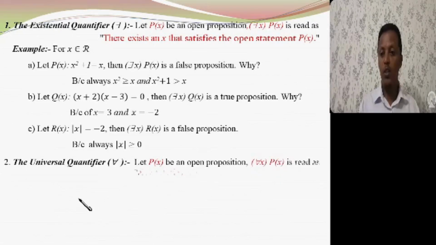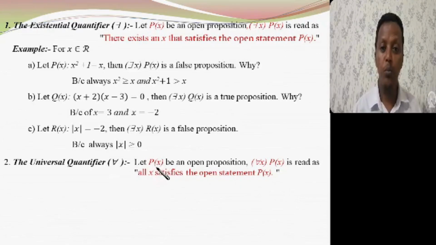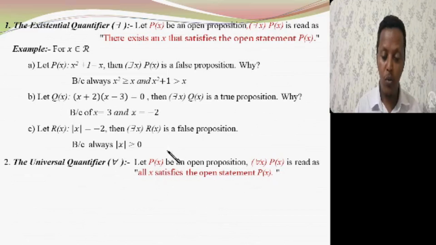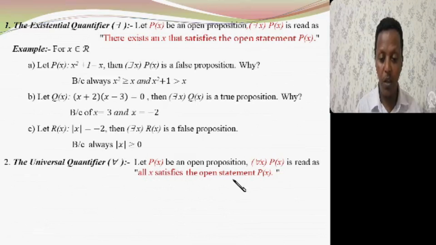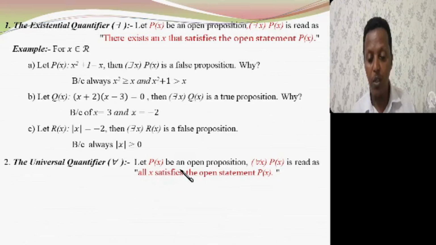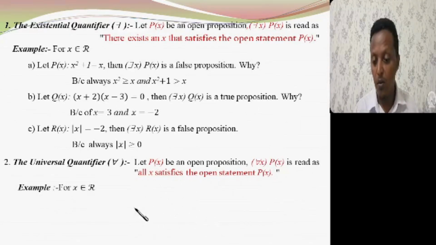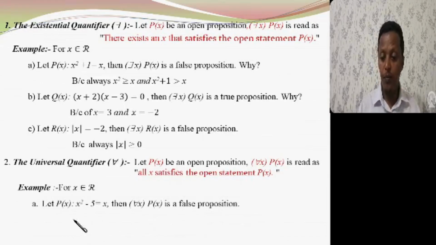Now let's proceed to the second quantifier, the universal quantifier, for an open proposition P of x: for all x, P of x. When you attach the universal quantifier to an open proposition, this is the way you write: for all x, P of x. It means all x satisfy the open statement P of x. So if all elements from the domain satisfy the open statement, it will be true. If not, it will be false.